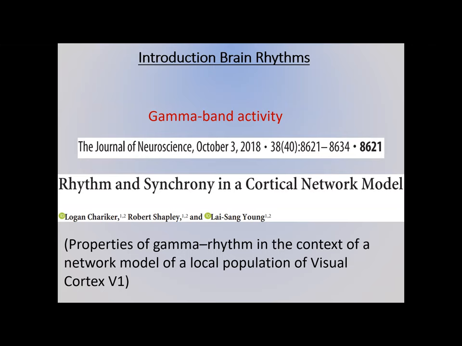Yeah, this is an interesting work about mathematical models of networks of ODEs, of thousands of ODEs. And you can see that they talk about the rhythm. This will be gamma rhythm and synchrony in a network model.